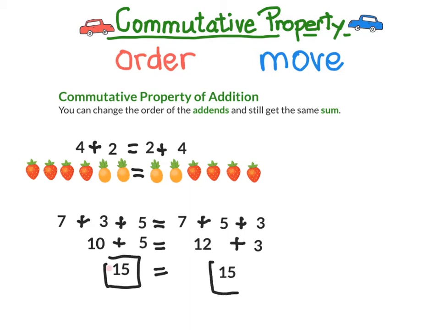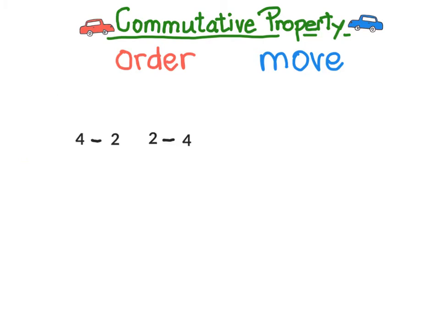The commutative property of addition says that you can change the order of the addends and still get the same sum. But does it work for subtraction? Let's try it and see.